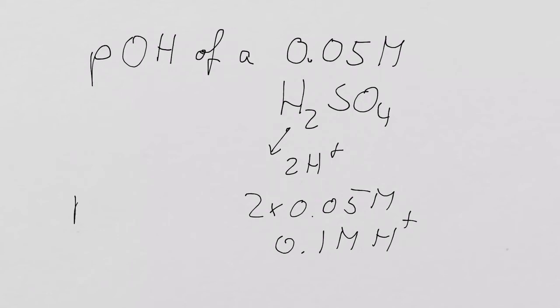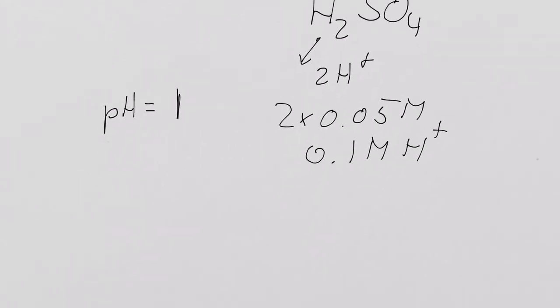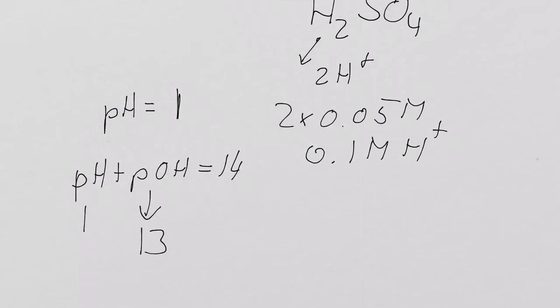So what we can do is we do the pH first. pH equals, what does the pH do? What is it? 1. Because log of 0.1 is -1. Minus log is 1. And now we have pH plus pOH equals 14. And therefore, pOH must be 13. Right? No major problems.